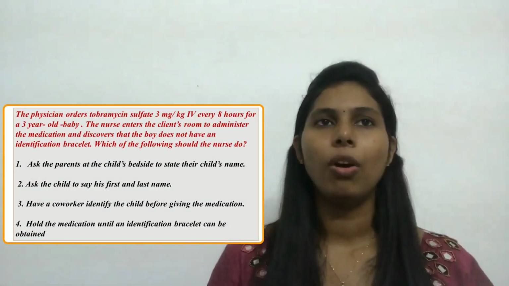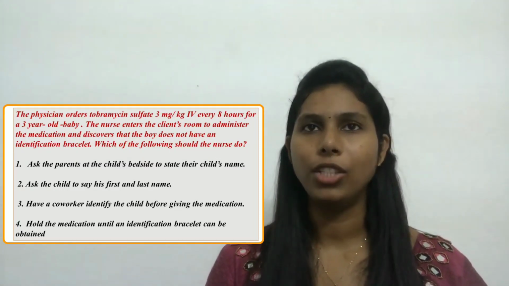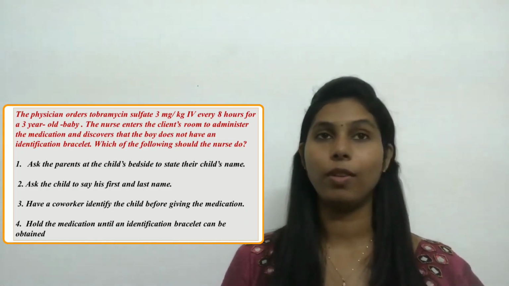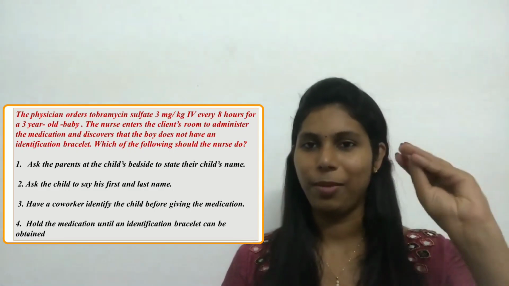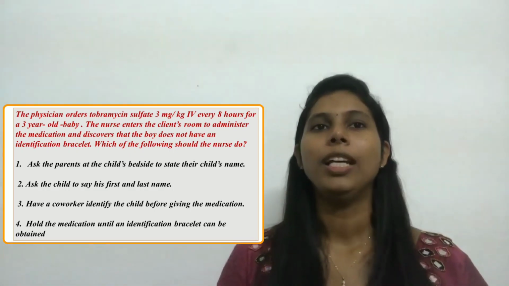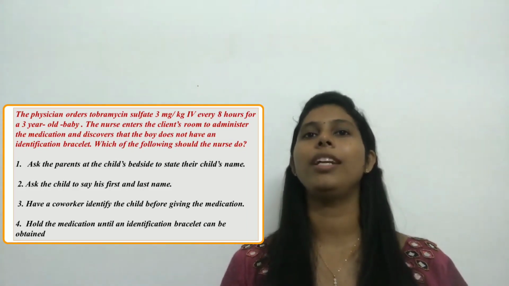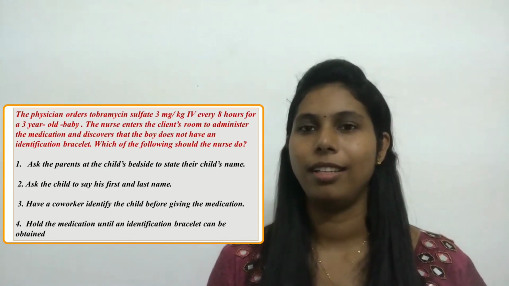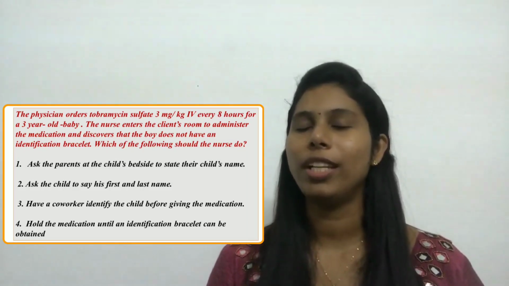The physician ordered tobramycin sulfate 3 mg per kg IV every 8 hours for a 3-year-old baby. When we see this medication, you may get confused, so just keep it aside. We'll read forward. The nurse enters the client's room to administer the medication and discovers that the boy does not have an identification bracelet. See, nothing related to the tobramycin. Something else. Which of the following should the nurse do?